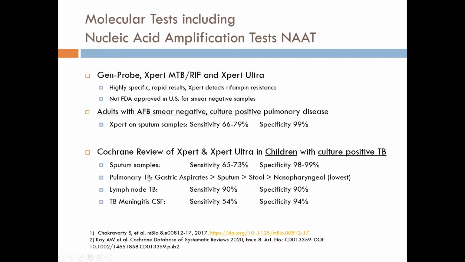Interesting, in those with pulmonary disease, gastric aspirates were the best sampling, better than sputum, better than stool, and the nasopharyngeal aspirate had the lowest sensitivity. Lymph nodes, now these are lymph nodes that grew TB on the culture, had a sensitivity in the Xpert at 90%. Spinal fluid had a lower sensitivity, around 54.